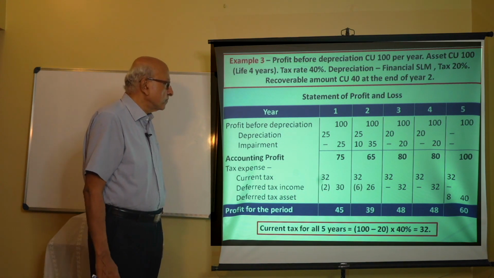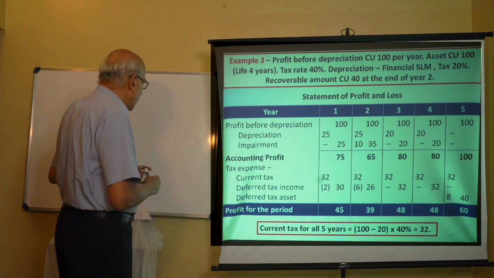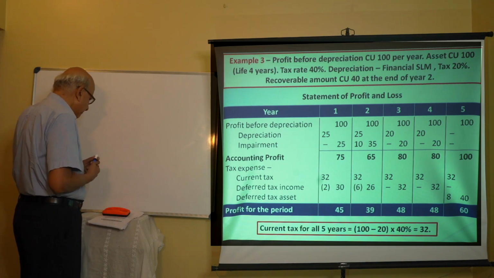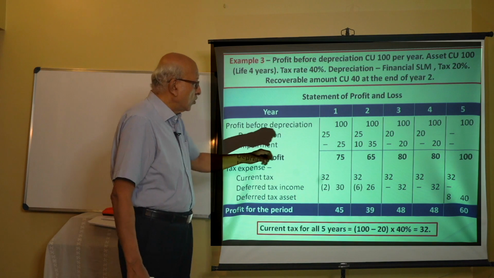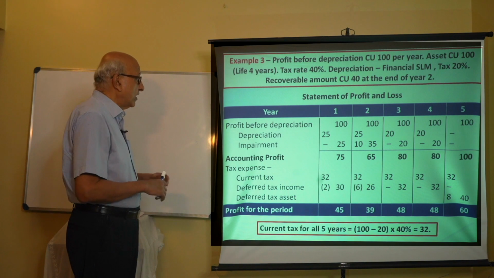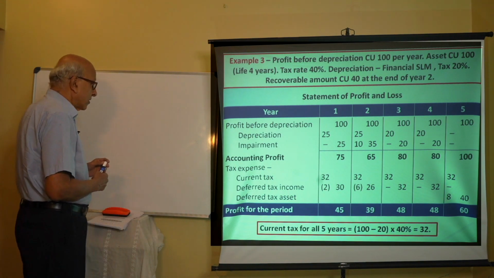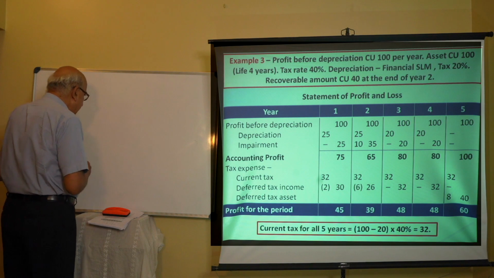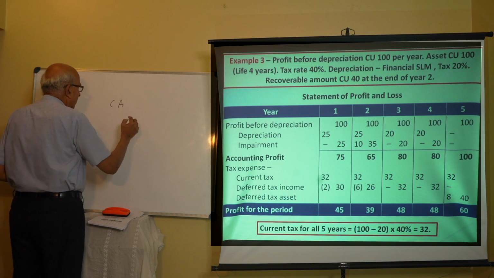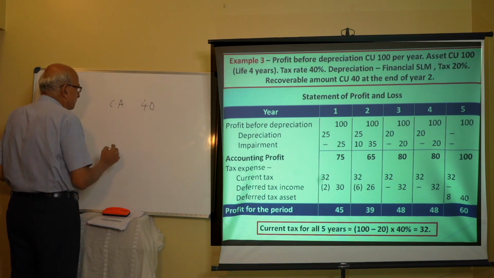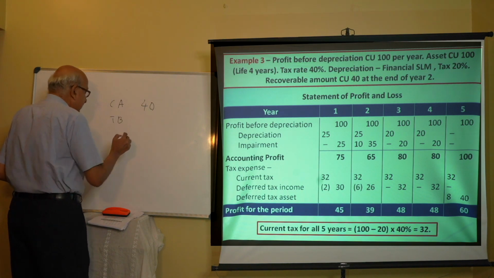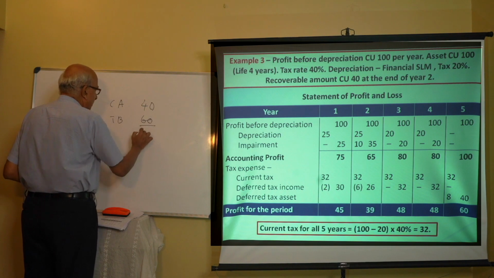Now, second year. Second year, what happens? We have charged 25 depreciation. Recoverable amount, they say 40. So, what is the carrying amount? They say 40. Tax base 60. 20 rupees is what?